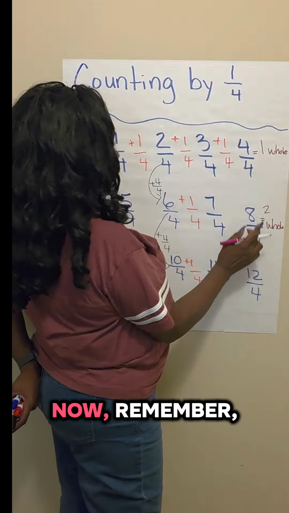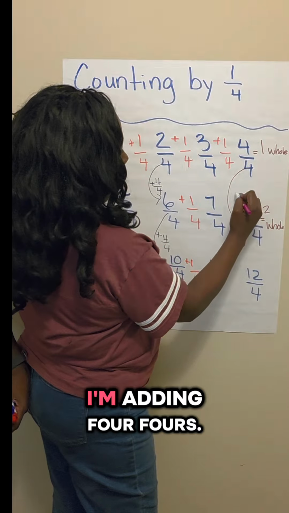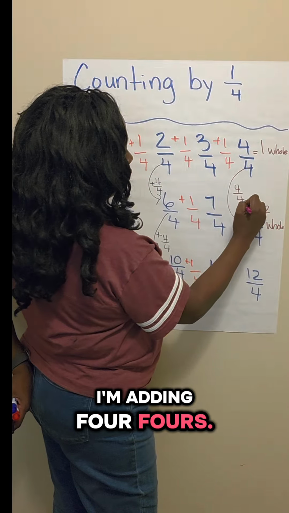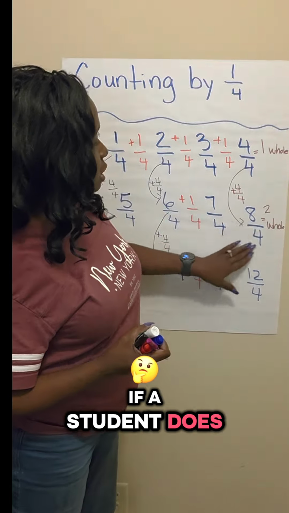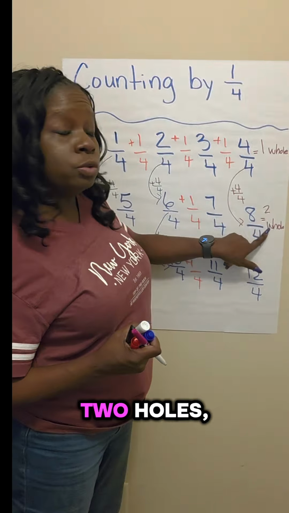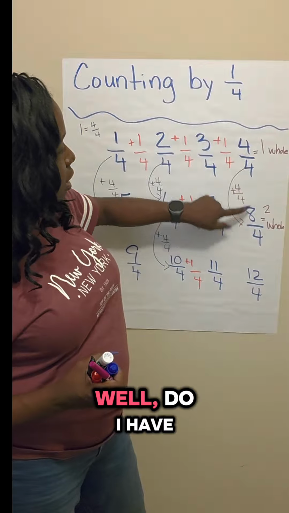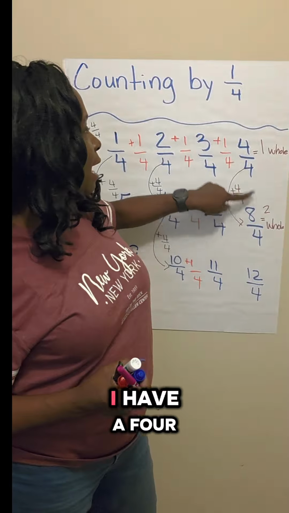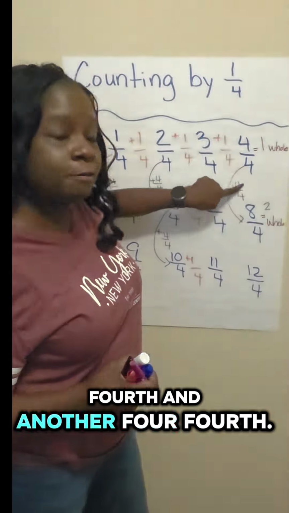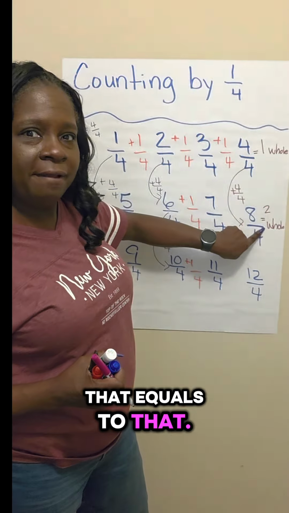Now, remember when I go from 4/4 to 8/4, I'm adding 4/4. So hopefully with your conversation, if a student does not recognize this as 2 wholes, you can bring them back up to here. Well, do I have any whole numbers in 8/4? I have a 4/4 and another 4/4. So there are my 2 wholes right there.